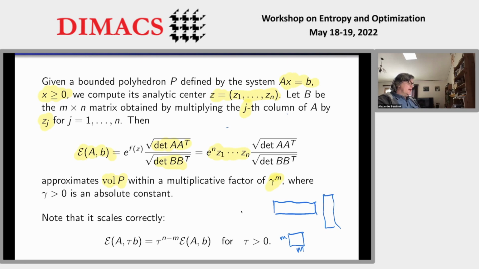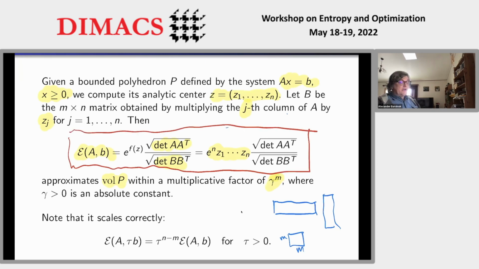So far, this is the formula. This is how we estimate the volume, and the claim is that we get the volume within a factor of an absolute constant to the m, where m is again the codimension. So m is the number of equations. Any objections to that so far?